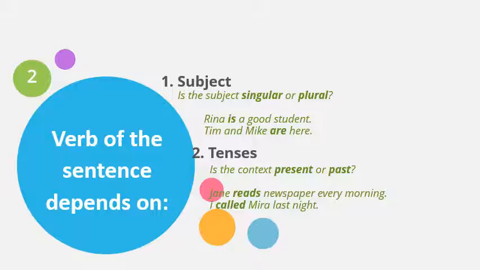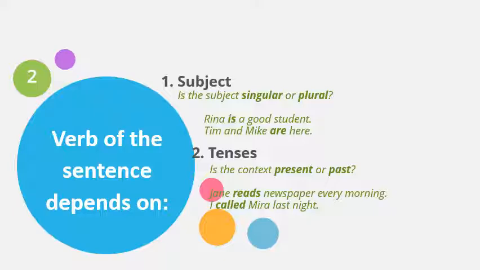Okay, now let's talk about what influences the verb of the sentence. So, verb of the English sentence depends on two elements. The first one is the subject and the second one is tenses. So, let's see the first one. You have to make sure whether the subject is singular or plural, because if we have different subject, we have different verb. Rina is a good student.